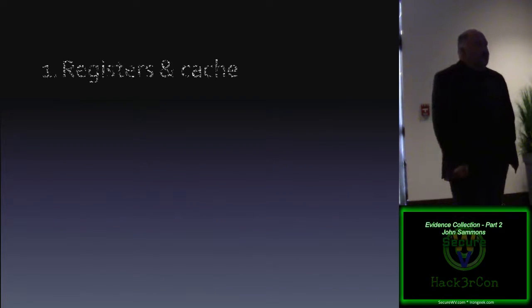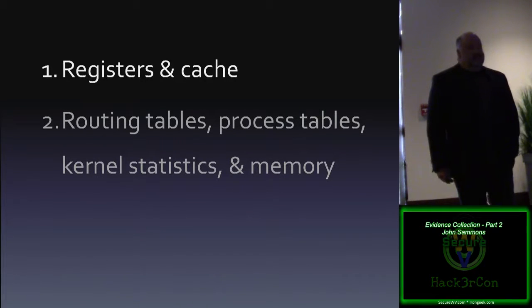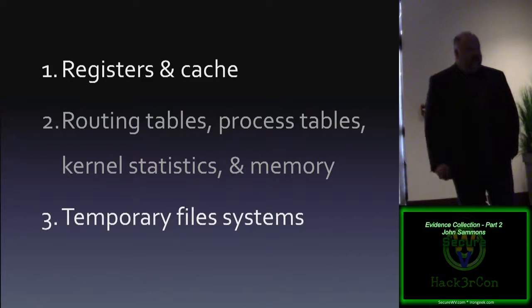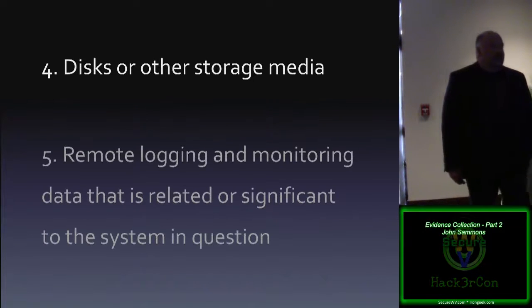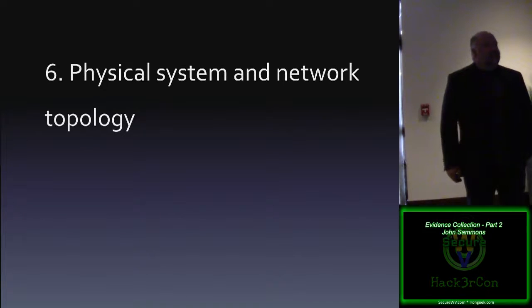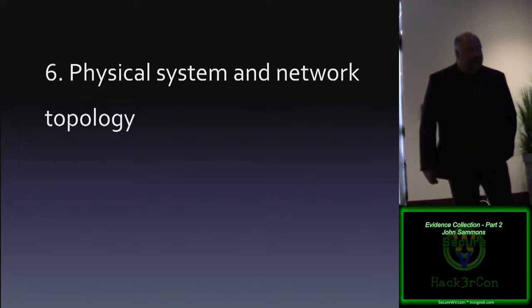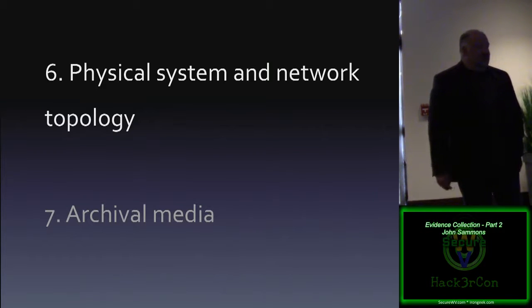All right. So registers and cache. Routing tables, process tables, kernel statistics, and memory. This is most volatile to least volatile. Temporary file systems. Disks or other storage media. Remote logging and monitoring data that is related or significant to the system in question. Physical system and network topology. So that's the six tiers, if you will, of the order of volatility. And then last but not least, seven, the archival data, archival media.